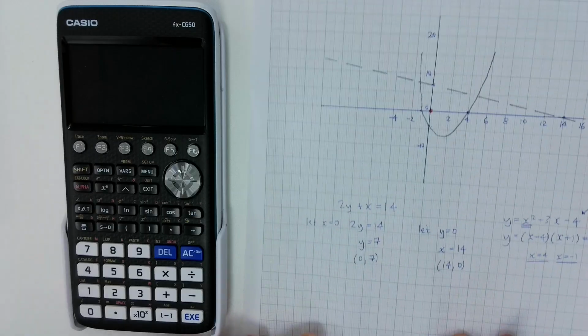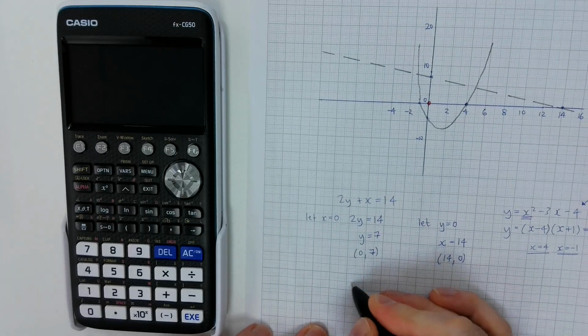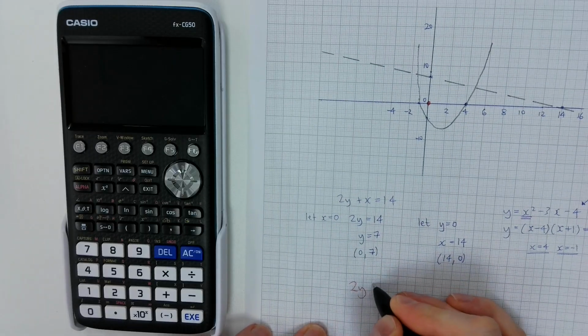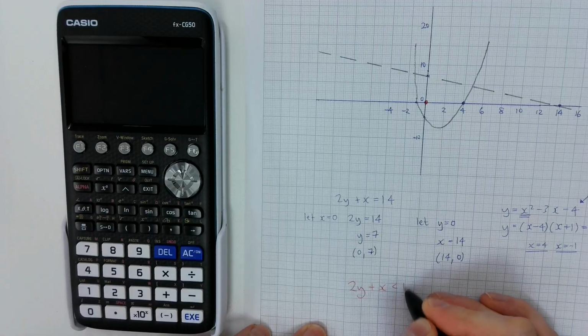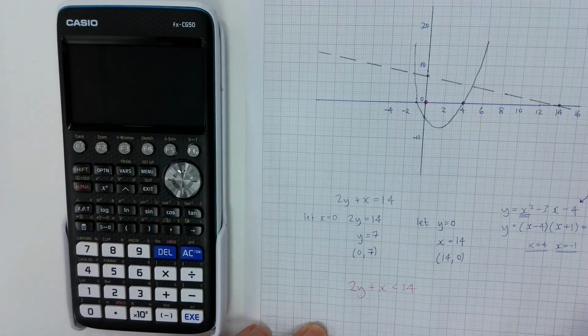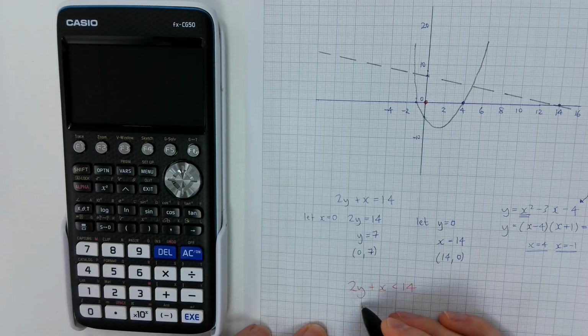I will move that up slightly and do this down here. So it is 2y plus x, let's do it in red. And I'm going to substitute in the origin, so x equals 0, y equals 0. And let's see if it's true. Let's see if the inequality holds true on that side.